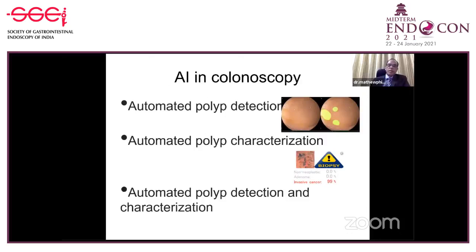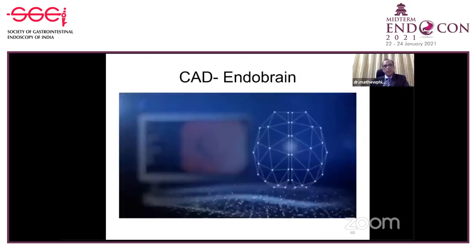Artificial intelligence in colonoscopy is used for polyp detection as well as characterization. So if you have got both in one, then it will be very nice. Next slide. Just click on that or just press next.